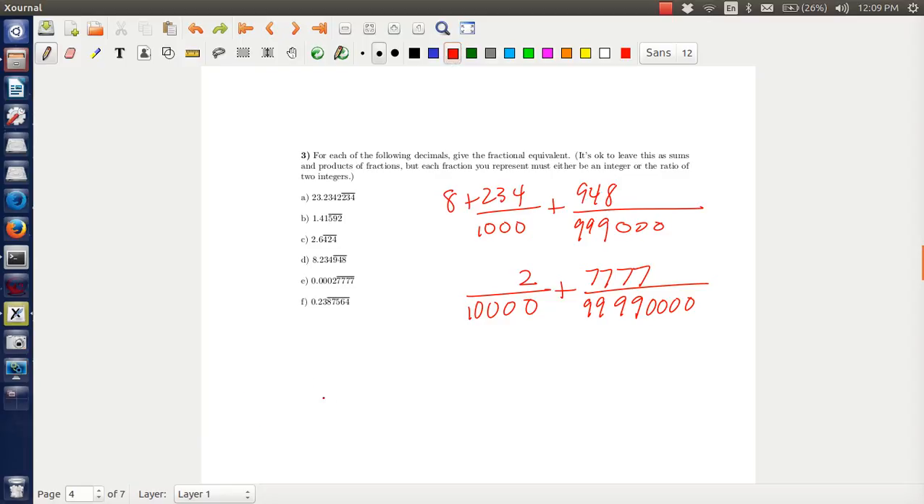And let's see, F is 0.23, so that's 23 over 100, plus 87564, same number of digits, and steal the zeros from over here. And that's it.